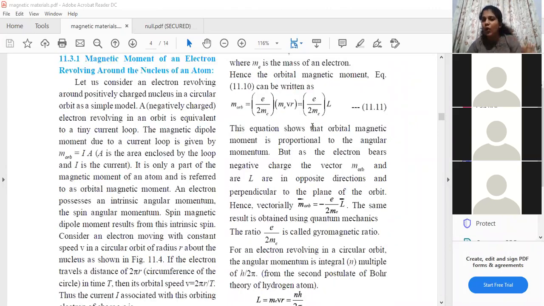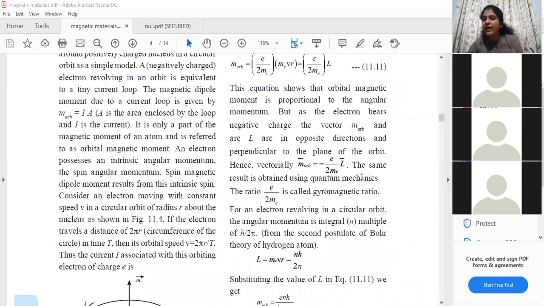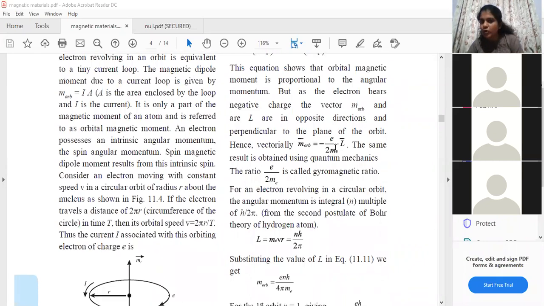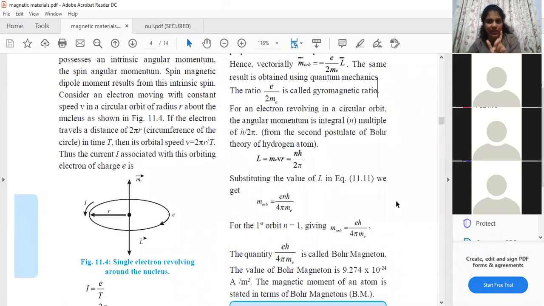Now this is my final formula for magnetic moment. This is in scalar form. If I have to write it in vector form, I have to involve the minus sign of the electron. In this, one point to remember: this e upon 2m_e is known as the gyromagnetic ratio. So you all have to remember this special name given to that ratio, e upon 2m_e.